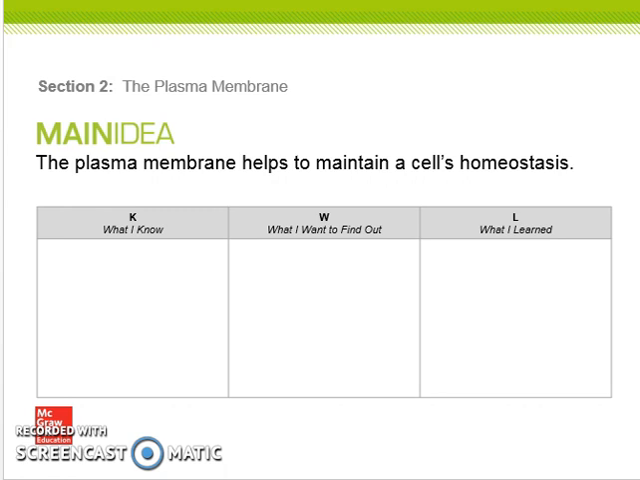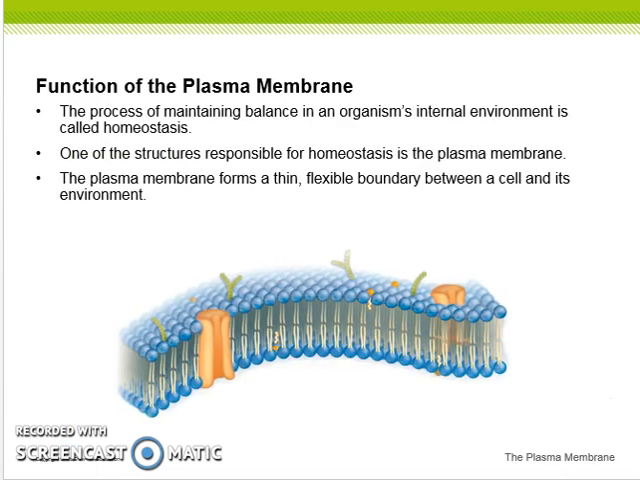We're on Chapter 7 and beginning Section 2, all about the plasma membrane. So the main idea of this section is the plasma membrane helps to maintain a cell's homeostasis. Here you have a picture of a plasma membrane, and in your textbook you also have the same picture. What you need to do is write down the function of the plasma membrane and the page number you can find it on. And underneath this, go to your book and look at the picture of a plasma membrane, because this will be on your test.